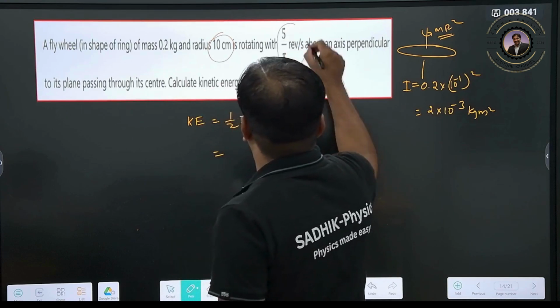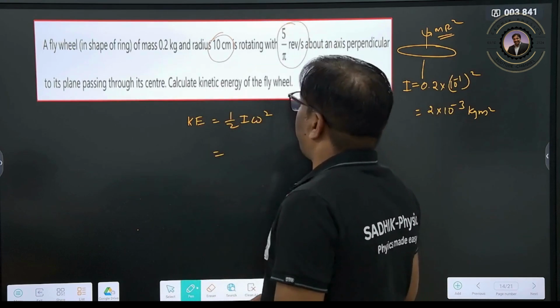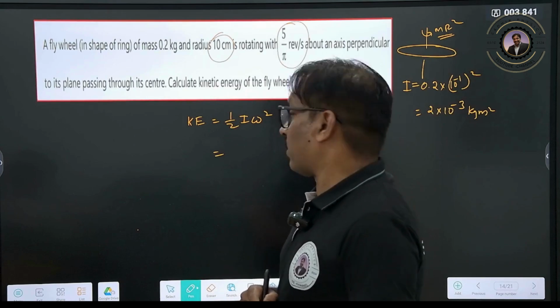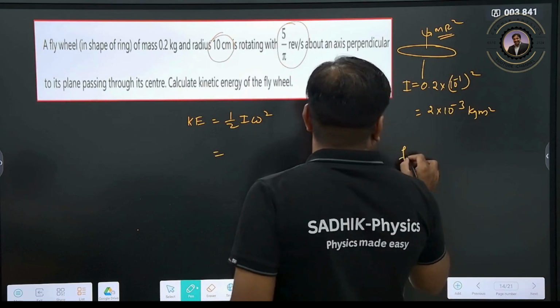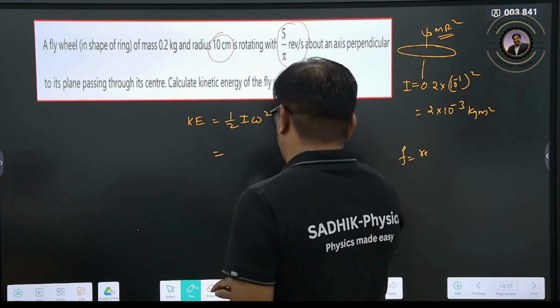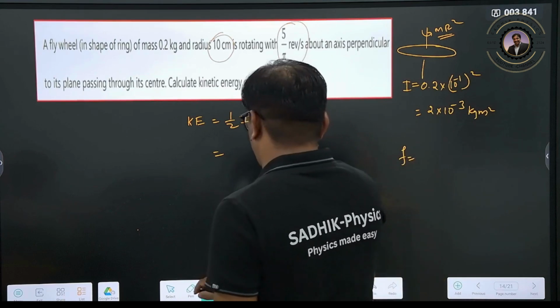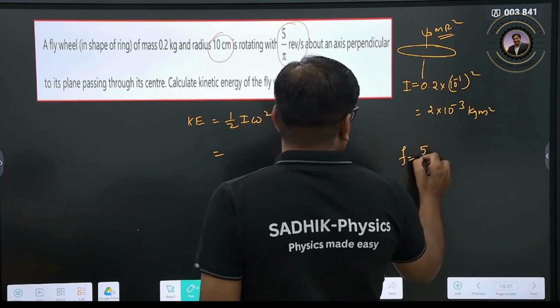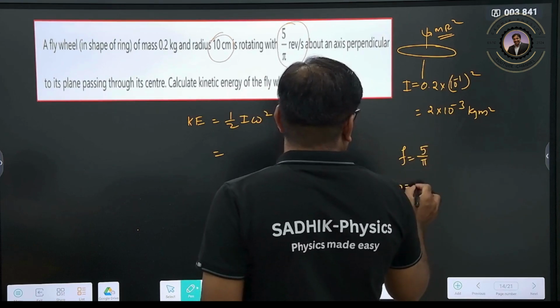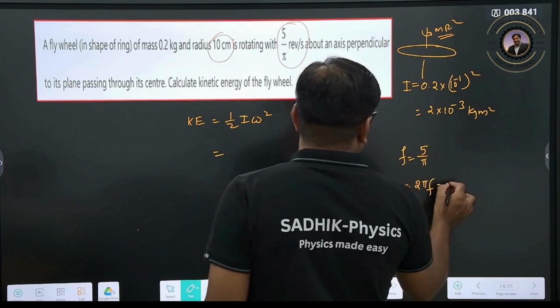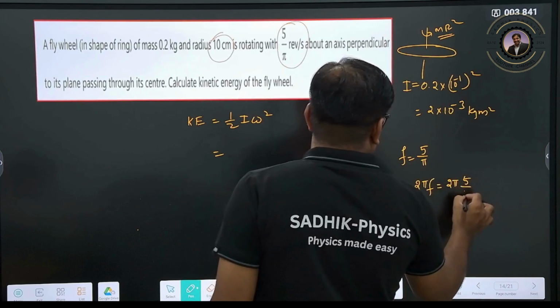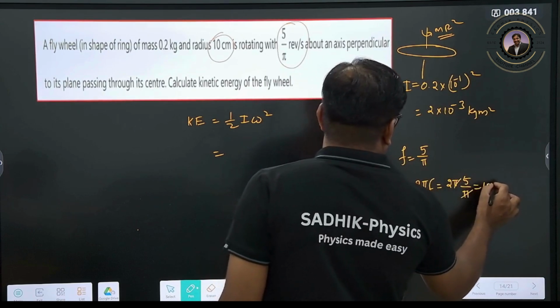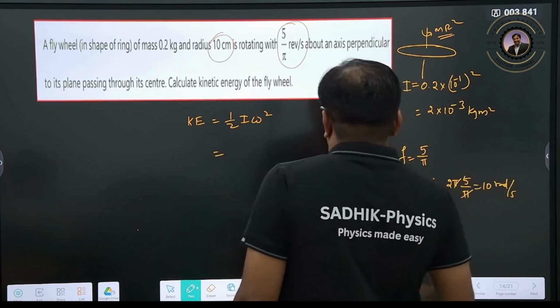Here he gave the frequency, revolutions per second. The frequency is 5 by pi. Right? Omega is how much now? 2 pi into f. Therefore 2 pi into 5 by pi, the pi cancels out, so 10 radians per second.